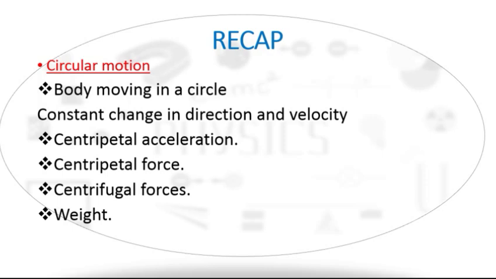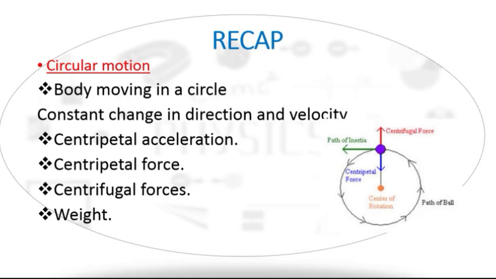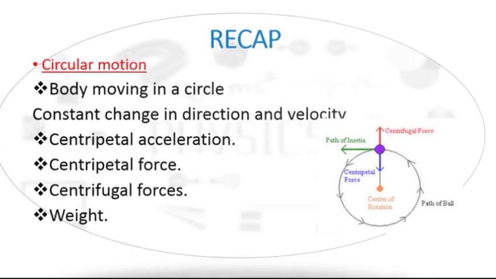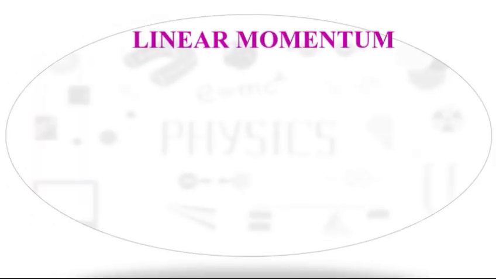So those are the forces that act on a body that is moving or describing a circular path. So the forces are as shown here in the diagram. So that gives us a recap of circular motion, or for a body that is moving in circular motion, what exactly happens, what are the forces around it. Now let's dive into linear momentum.